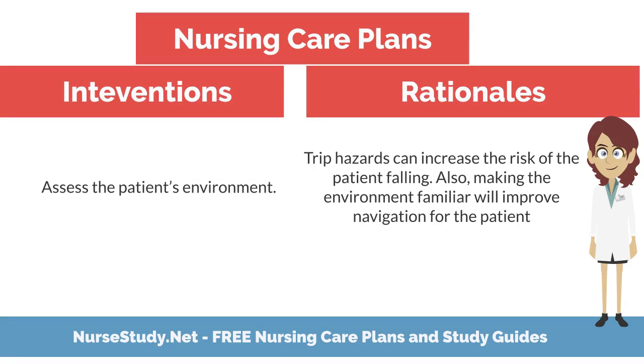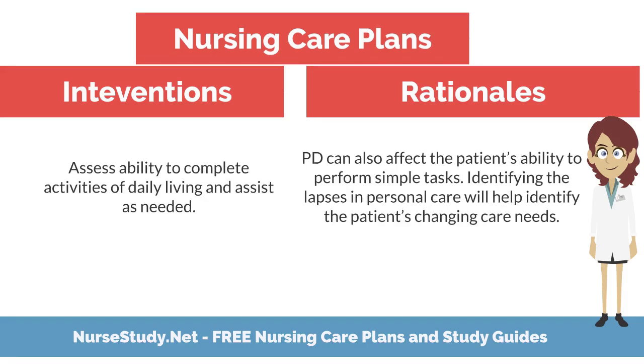Intervention: assess the patient's environment. Rationale: trip hazards can increase the risk of the patient falling. Also, making the environment familiar will improve navigation for the patient. Intervention: assess the ability to complete activities of daily living and assist as needed. Rationale: Parkinson's can also affect patients' ability to perform simple tasks. Identifying the lapses in personal care will help identify the patient's changing care needs.